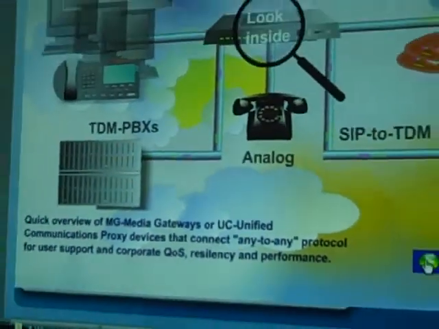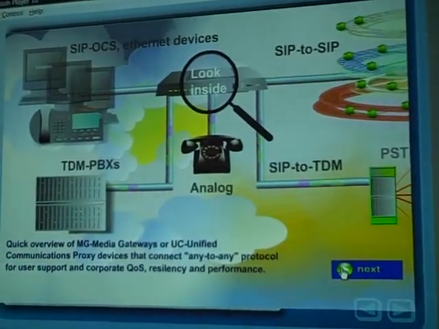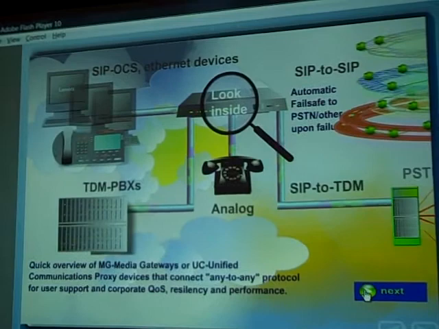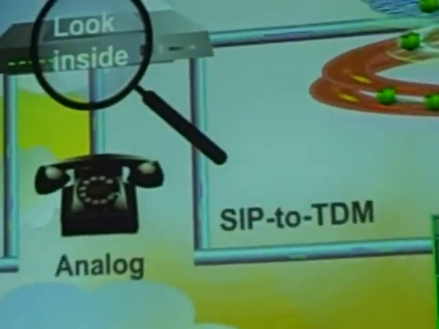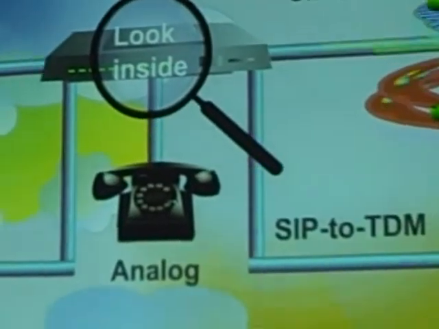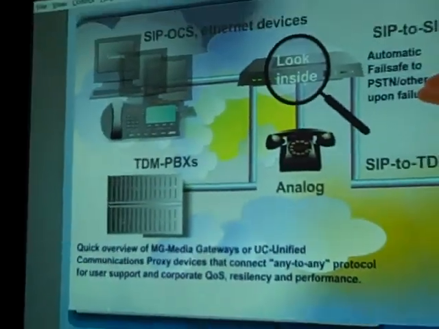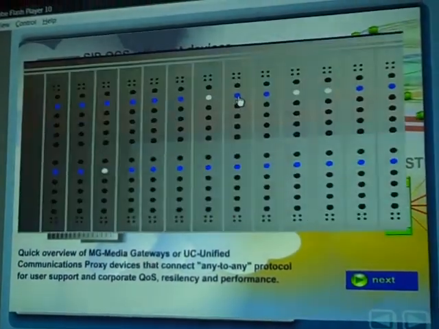The first application is basically a quick overview of media gateways, or UC communications proxy devices. So you'll hear these terms that connect any to any protocol. One of the key advantages of IP telephony, UC, or whatever, is that we can use multiple protocols like SIP or VoIP or other, who knows, emerging protocols to provide for rich media, high impact voice, video, and multimedia communications, and basically for customer applications. So let's take a quick look inside. What does a media gateway do?